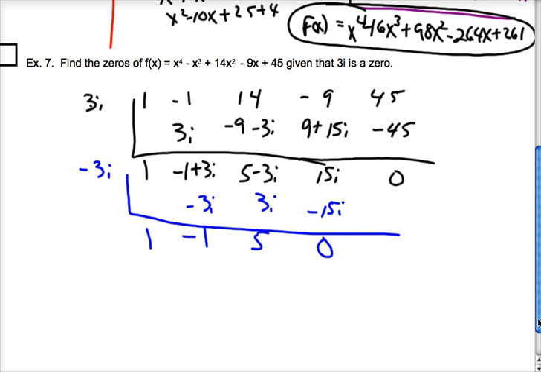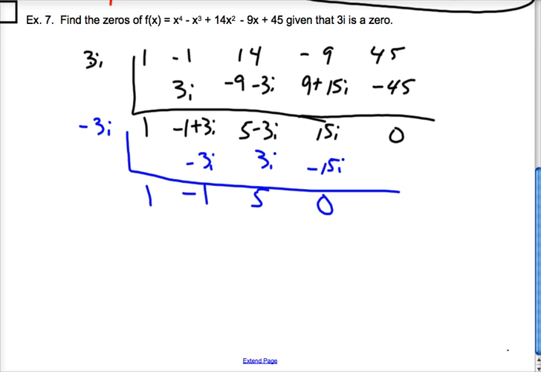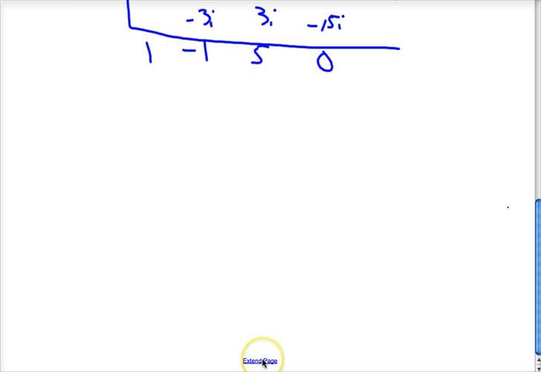What am I left with? I'm left with a quadratic. I've got 3 terms. Once we get to 3 terms, think quadratic. Quit with synthetic. Think quadratic. This would be x squared minus x plus 5. If you could factor that to find the other zeros, do so. We can't factor it. So what are we going to do?